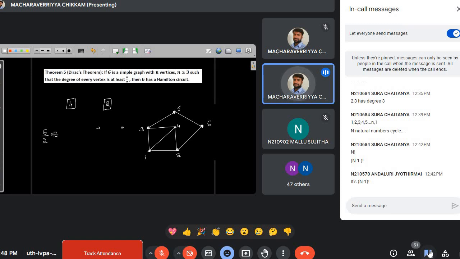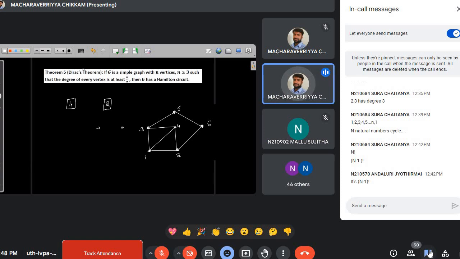It is 3. I'm having less degree vertex also. Anyway, this is a sufficient condition. Okay, it is good to call this example here. See, this condition is sufficient but not necessary. Okay, this is an example which illustrates that this condition is not necessary if the graph has a Hamilton circuit.